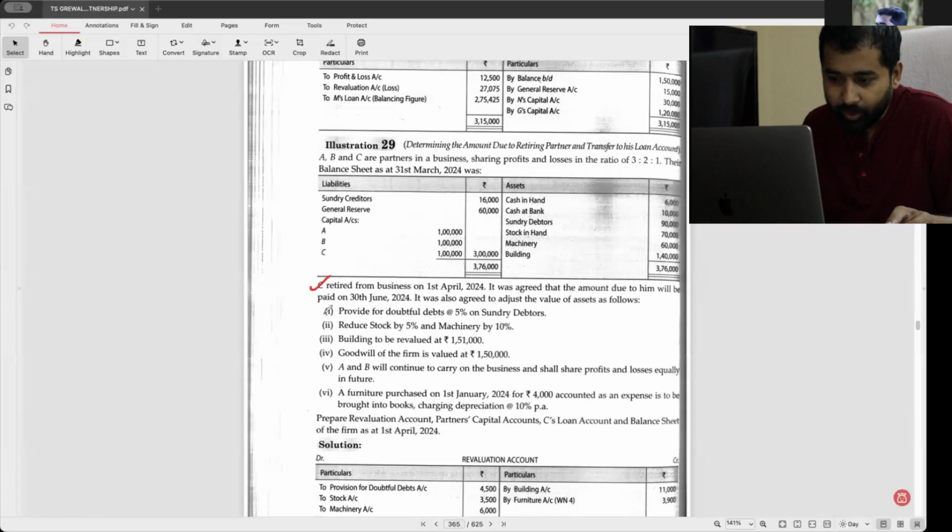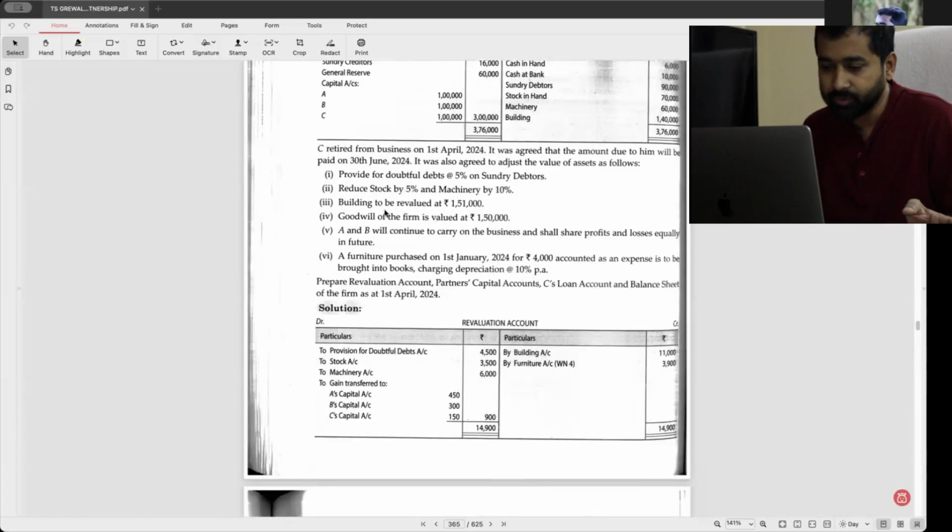Okay, next point we are going to see one by one. Provide for doubtful debts 5% on sundry debtors. Now you could find the sundry debtors were 90,000, 5%. That means it is a loss. Loss indirectly goes to our revaluation account. So we are now moving to all the revaluation points one by one.